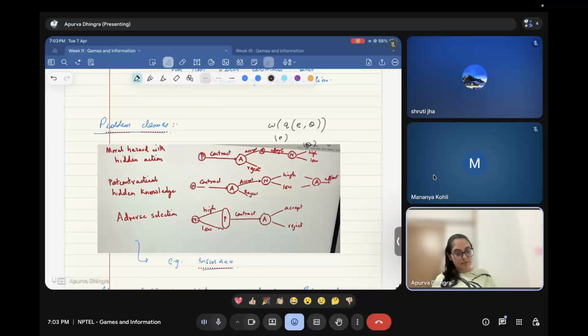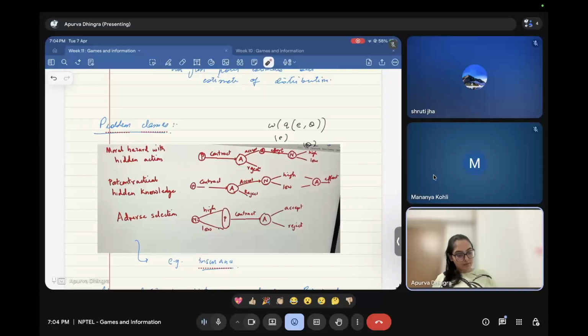Okay, so in such a scenario, because the efforts of the agent are not visible to the principal, there is a possibility that the agent doesn't actually put in the efforts that they sort of promised while showing their skills while entering the contract, and hence this can be a problem of moral hazard.